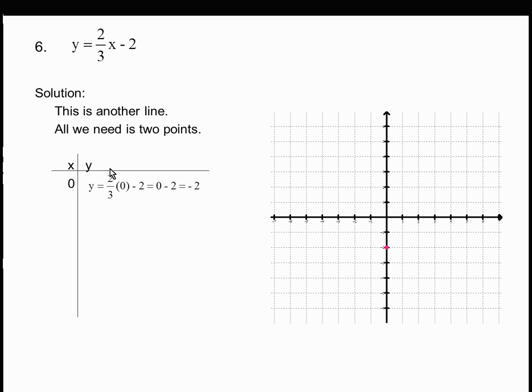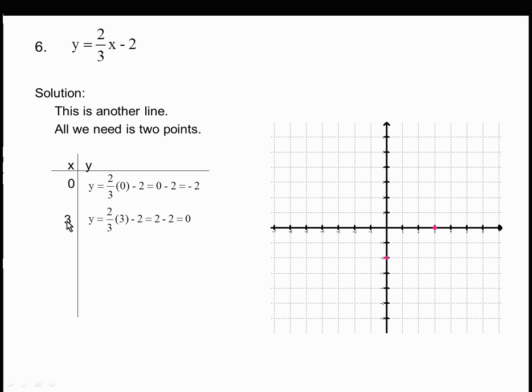So if x is 0, y is going to be 2/3 times 0 minus 2. 2/3 times 0 is 0. So 0 minus 2, I get negative 2. 0, negative 2. I got right there. Now, instead of picking 1 for x, I'm going to pick whatever the denominator is. That way it'll cancel. So instead of 1, I'm going to pick 3. If this were 6, I'd pick 6. Whatever the denominator is, that's what I'm picking. So if x is 3, the 2/3 times 3, the 3's cancel. You're left with 2 minus 2, which is 0. Oh, how convenient.